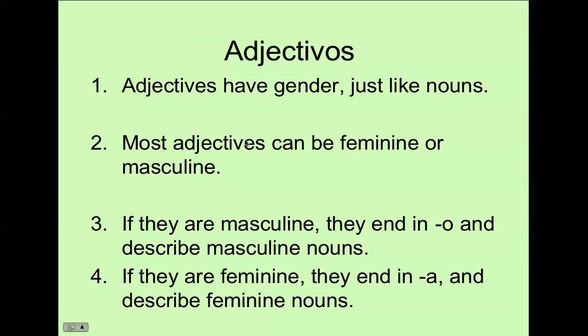El chico aburrido. If it's feminine, then it ends in an A, and it's used to describe feminine nouns. La chica aburrida. Aburrido and aburrida both mean boring. But I use aburrido with an O for a boy, chico, and aburrida for a girl, chica.